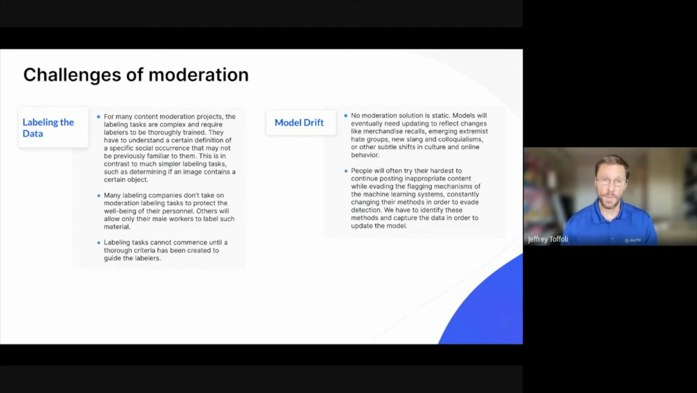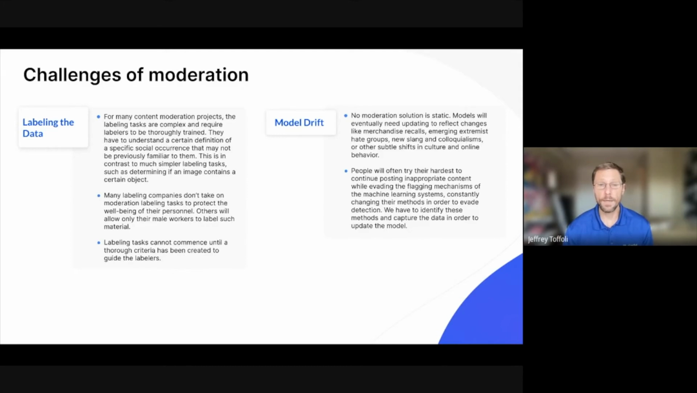Labeling the data itself is a big challenge, and again, there will be times when labeling tasks are very complex and require labelers to be thoroughly trained. Computer vision AI is very common in radiology and medical diagnostics these days, and the people labeling those images need to be medical professionals. So they have to understand a certain definition, and there may be social context that also plays into labeling issues. This can be in contrast to simpler labeling tasks, which are also an important part of model building and content moderation. So sometimes you will run against the complexity and the level of expertise required by labelers.